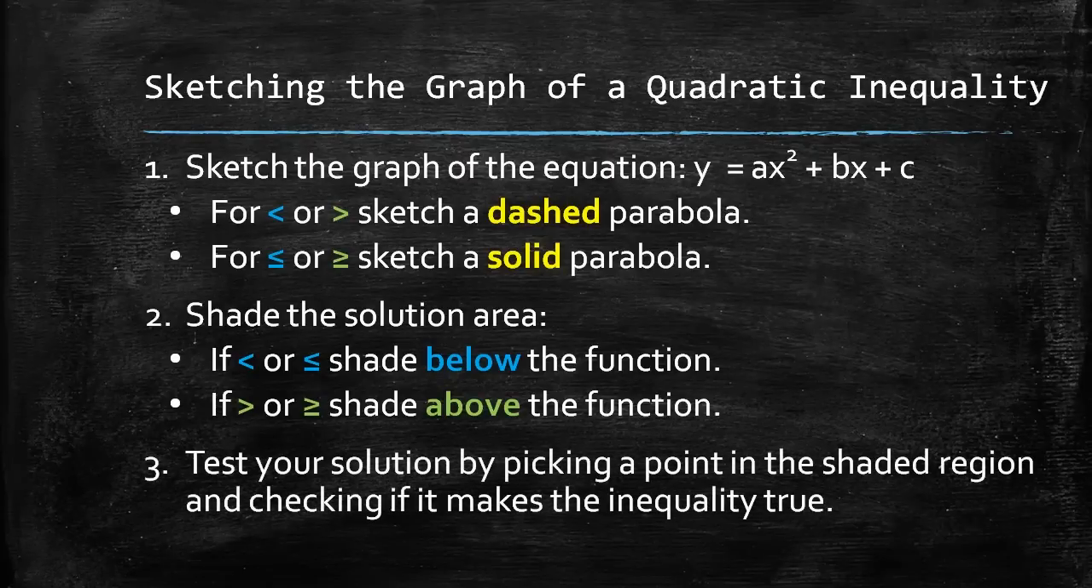Test your solution by picking a point in the shaded region and plugging it into the original inequality. If it makes the inequality a true statement, then you've got the correct shaded region and the correct solution to the inequality.